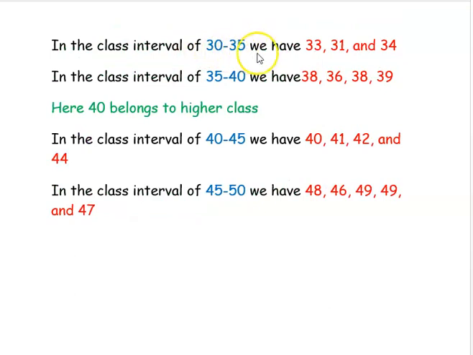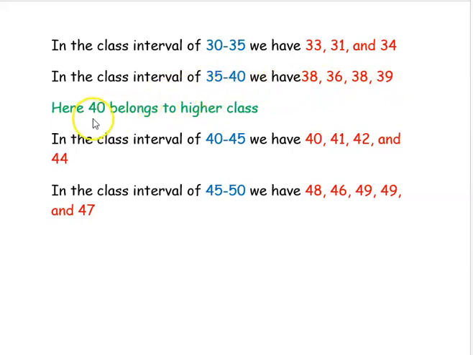If you look into the given data, the numbers 33, 31 and 34 lie between 30 and 35. The second class interval is 35 to 40. Now if you look into the data, 38, 36, 38 and 39 lie in this class interval 35 to 40.